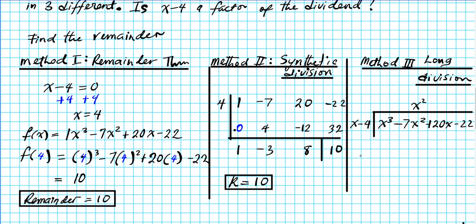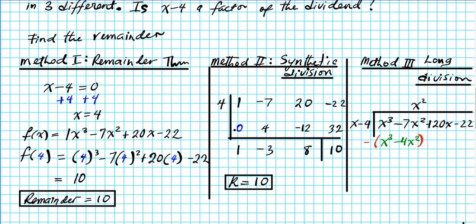If we multiply, we have x to the third. X squared times negative 4 is negative 4x squared. Okay, now what we'll do is we'll proceed to subtract. Remember, division is just repeated subtraction. You're repeatedly extracting a factor from the dividend, and the number of times you can do that is basically your quotient. Okay, so let's extract this factor, put a minus.